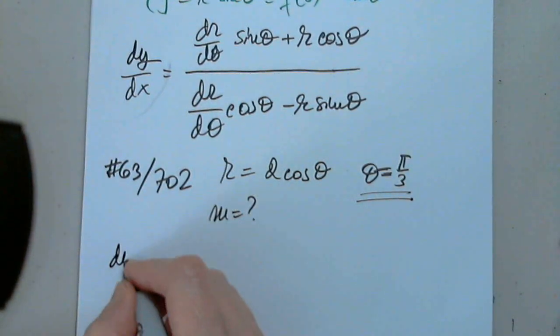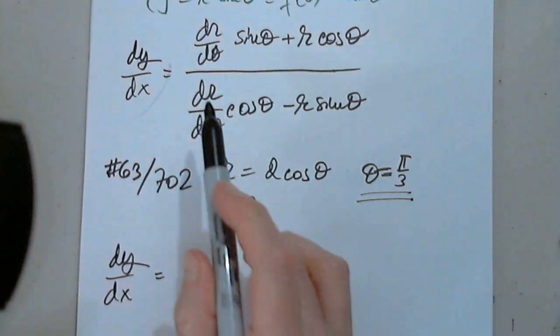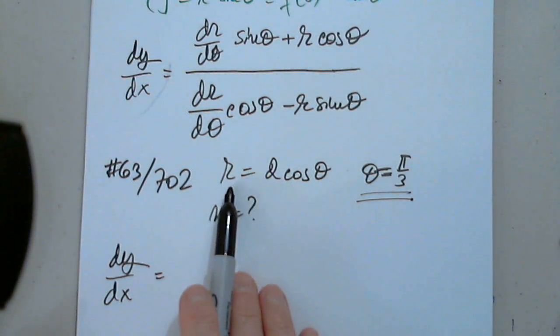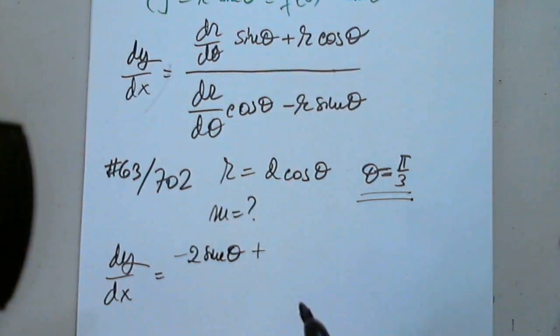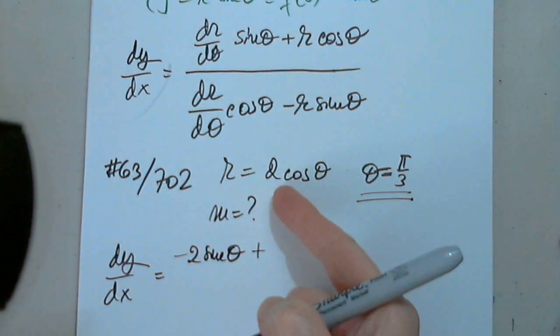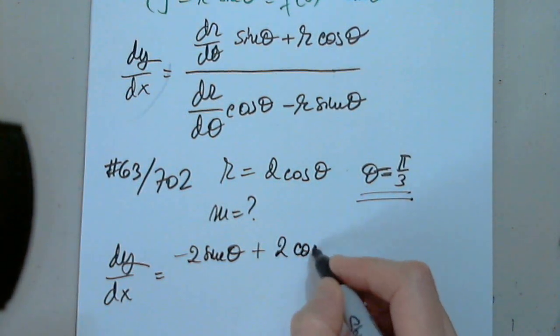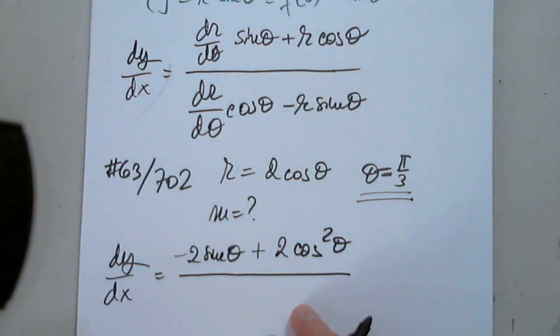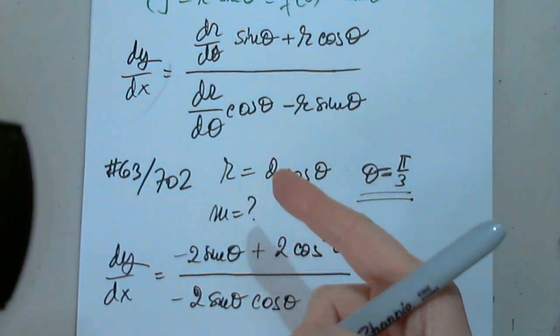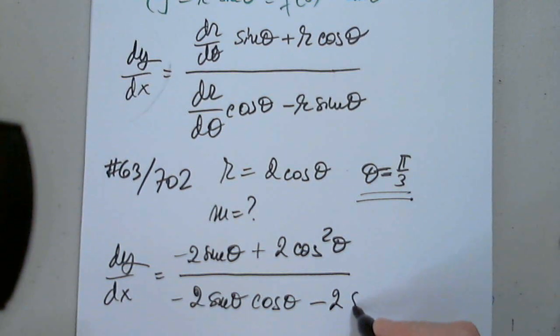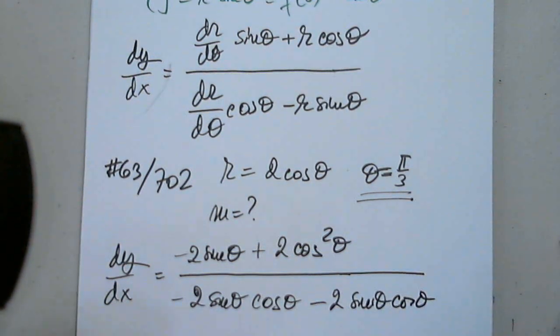Good. So then dy over dx will be dr over d theta. When we differentiate r with respect to theta, we get -2 sine theta, times sine theta, plus r cosine theta. I have to plug in r, so 2 cosine squared theta, over dr over d theta again. So this is -2 sine theta multiplied by cosine theta, and then minus, I have to plug in r, which is 2 sine theta cosine theta. Very easy. All I have to do at this point is just plug it in.